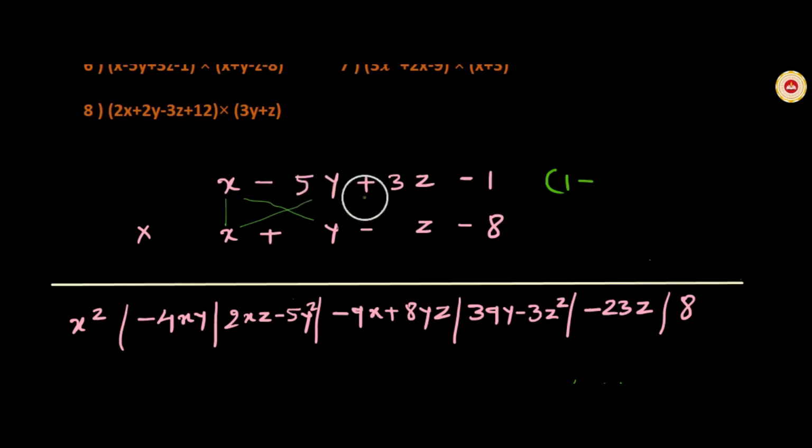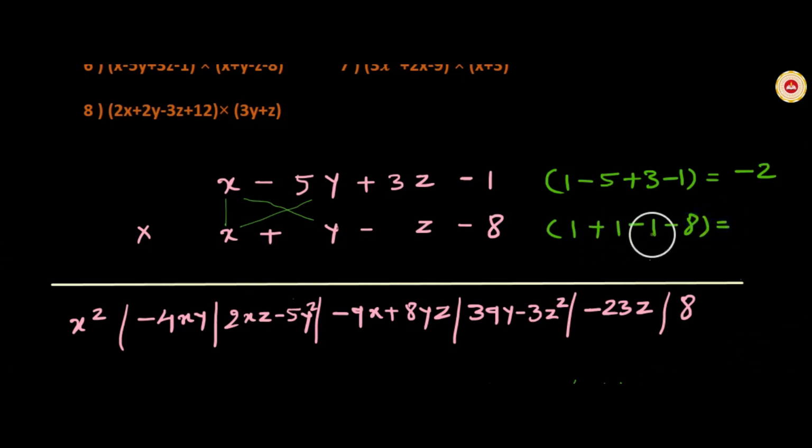minus the coefficient of y, 5, plus the coefficient of z, 3, minus 1, the constant term, which is equal to 1 minus 5 minus 4 minus 4 plus 3 minus 1 plus minus 1, that is minus 2. Right? Now the Bijank of the second term, the Bijank of this multiplier, 1 plus 1 minus 1 minus 8, which is equal to plus 1 minus 1 cancel, 1 minus 8, minus 7. Now you can multiply these two digits, minus 2 and minus 7.